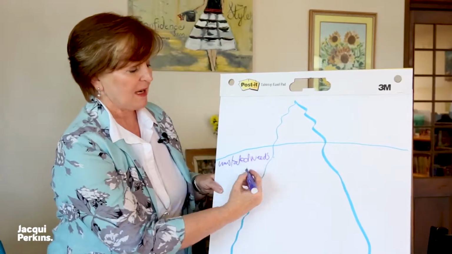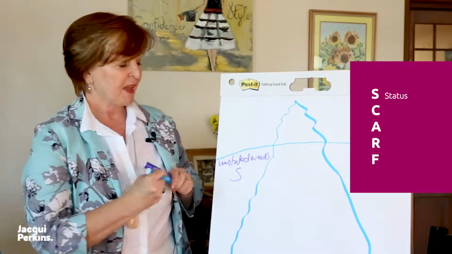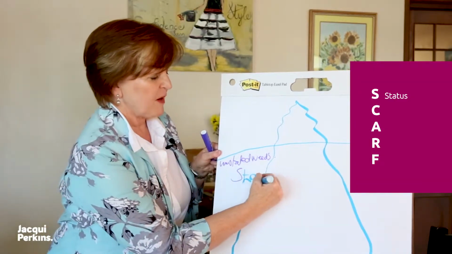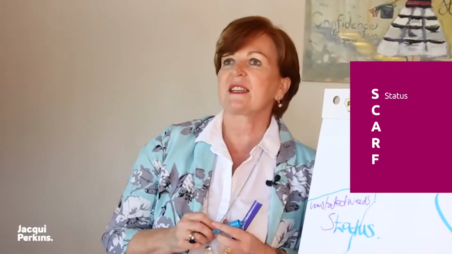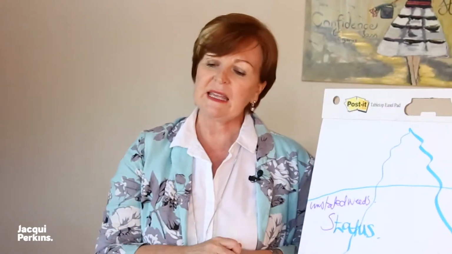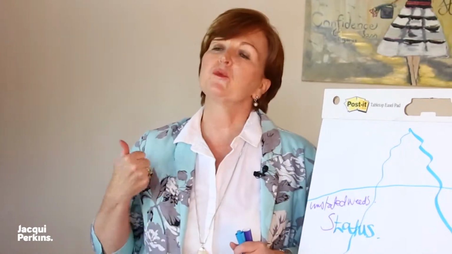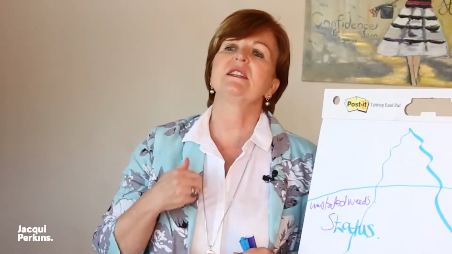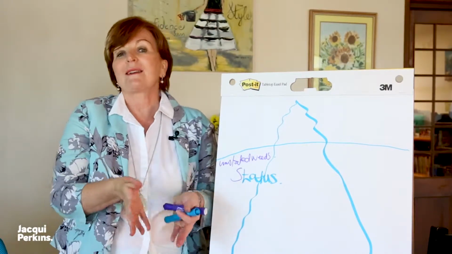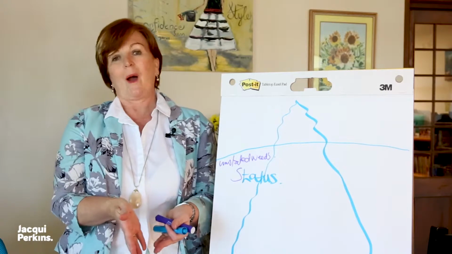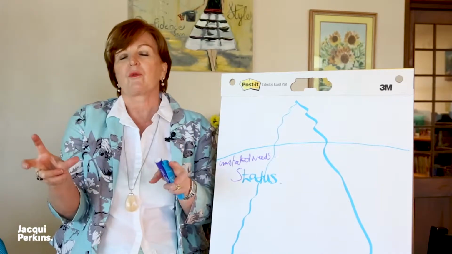So the first one is status, beginning with an S. Now, I want to just be very careful with this word, because when people think of status, they get completely the wrong idea. Status is the need to feel valued, the need to be seen as competent, the need to be seen as relevant and significant. So if we do or say anything that makes our client or our manager or our team feel incompetent or irrelevant, it will trigger a threat response.